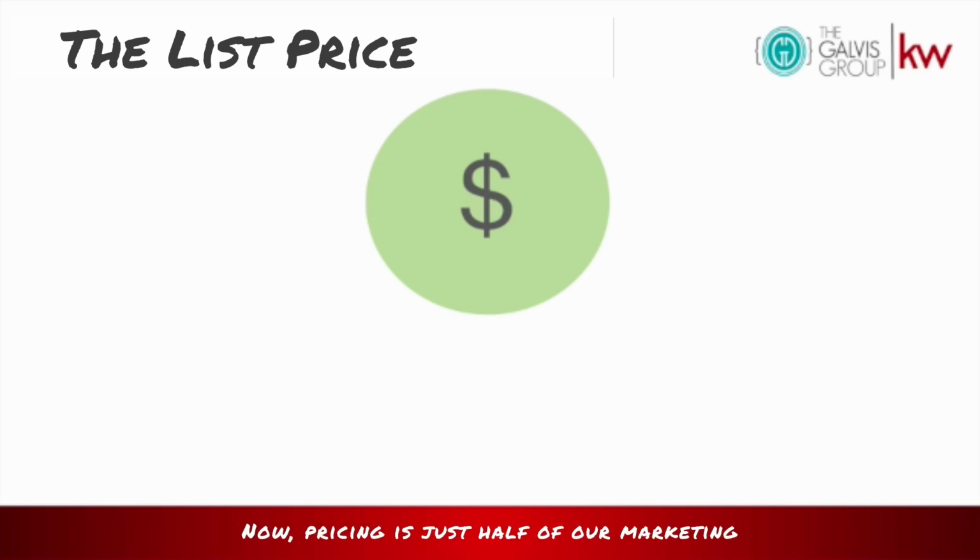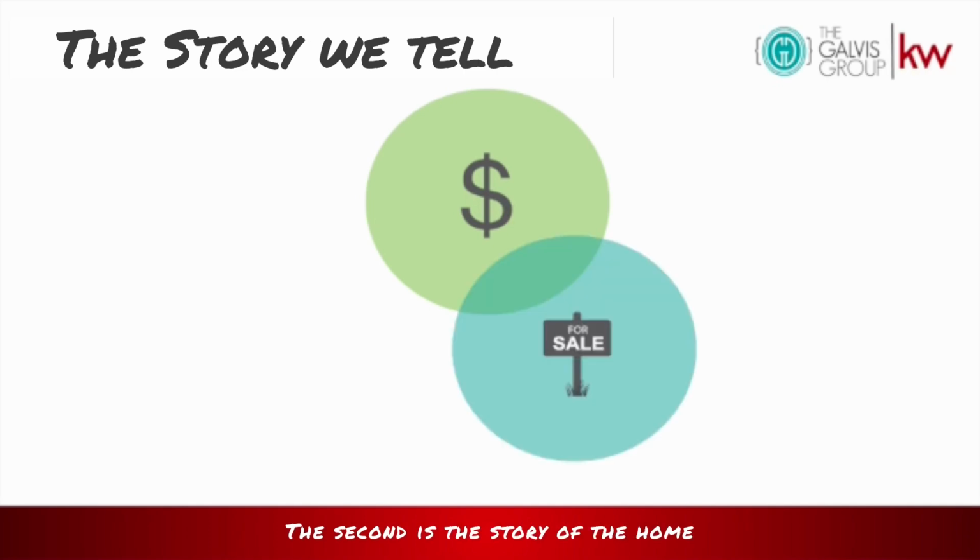Now, pricing is just half of our marketing strategy, nothing more. The second is the story of the home that we tell and how we distribute that story to all the buyers out there in the marketplace that might be the best buyer for the home. And ultimately, there are three facets to the story. One are the data fields, which basically helps buyers find the property in the listing once we have it out there in the marketplace and how we get in front of those buyers.